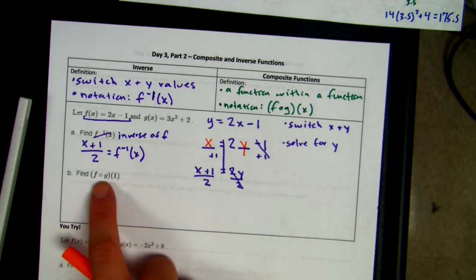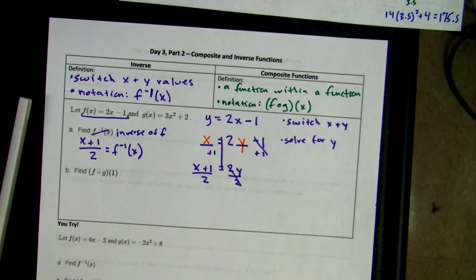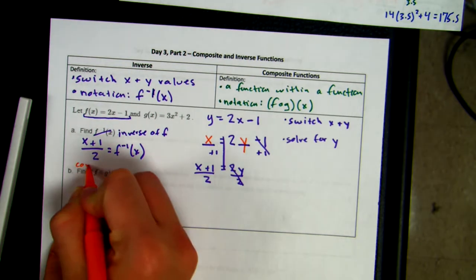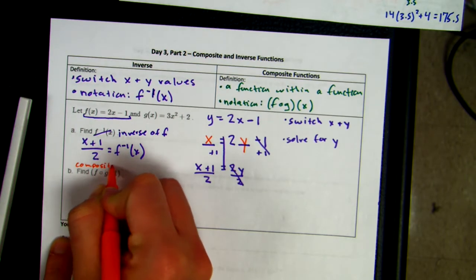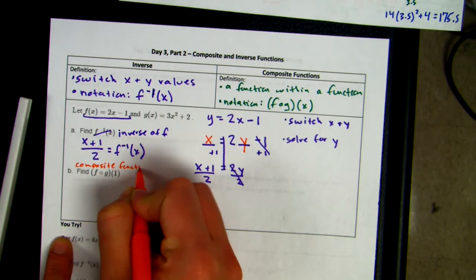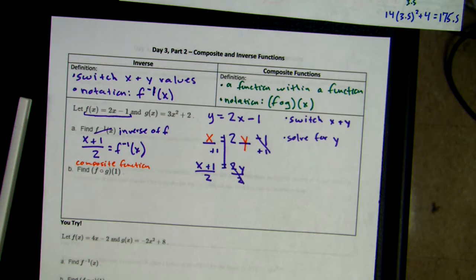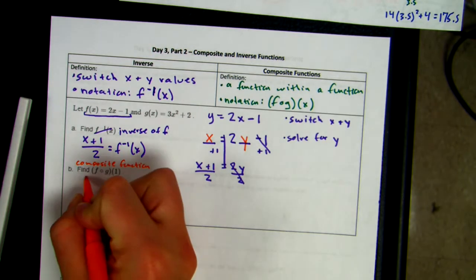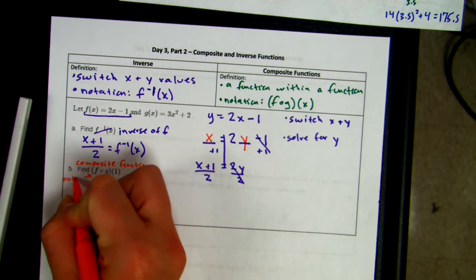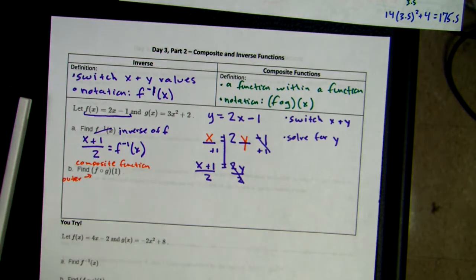Notice our next one again is in this notation. This means find a composite function. So this one is our composite function, given the notation. I always write inner and outer because it helps me keep them a little more organized. The first one is your outer function. The second one is your inner function.